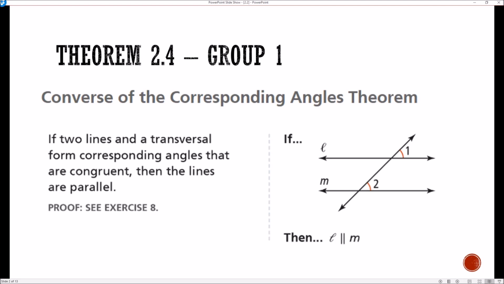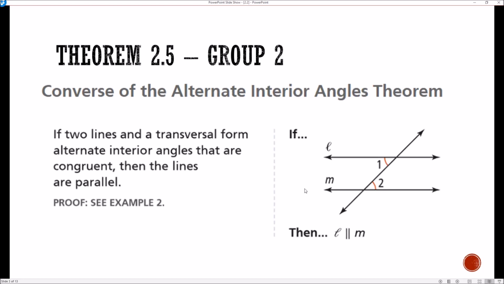Topic 3 doesn't really use them too often, but I want to really make sure we're ready for our final exam, for our midterms, for everything that we're going to be tested on. We really need to know how to use these theorems in a proof. So group 2 is going to do theorem 2.5, which is the converse of the alternate interior angles. So now it's saying if two lines and a transversal form alternate interior angles that are congruent, then the lines are parallel.